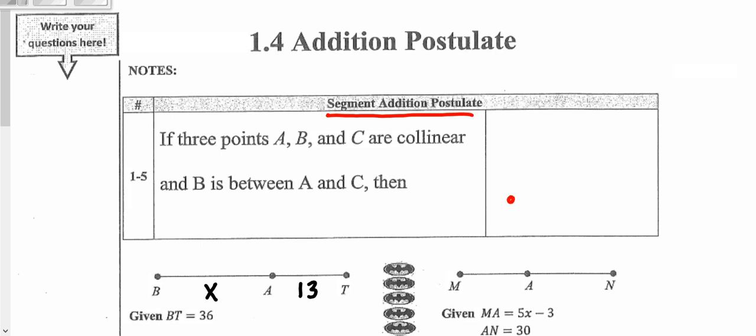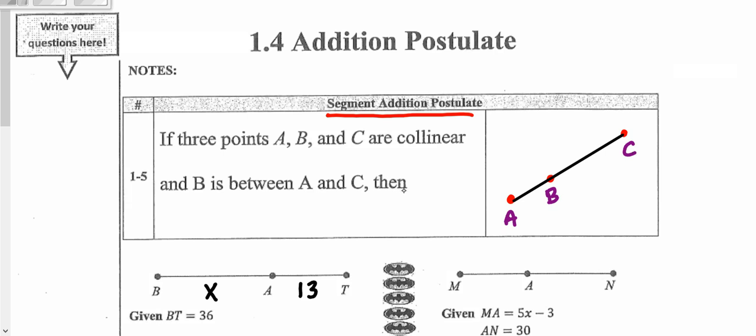Let's go ahead and get 3 points. Make them on that same line, like so. And B is between A and C. All right, so let's label this one B, and these will be A and C.